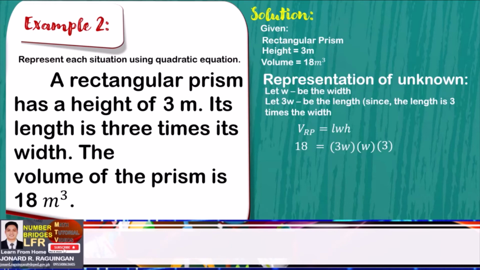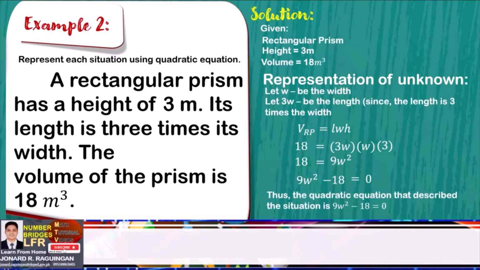Simplify it further. Copy 18 is equal to 3W times W times 3 is equal to 9W squared. Write that in standard form, we have 9W squared minus 18 is equal to 0. Thus, the quadratic equation that represents the situation is 9W squared minus 18 is equal to 0.